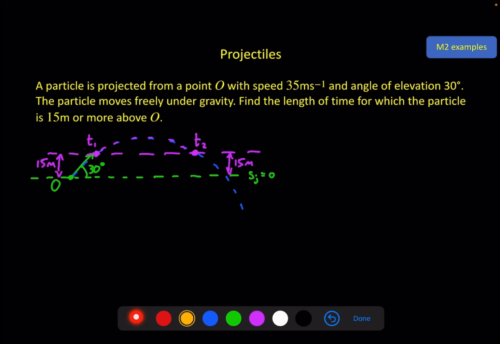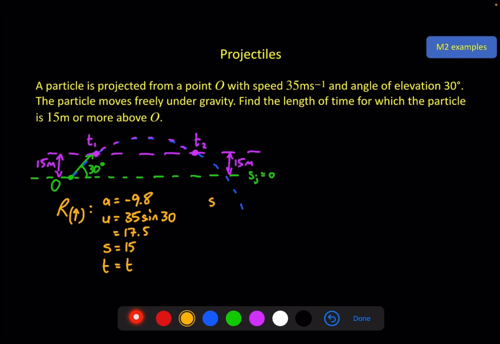So let's look at the vertical. I'm going to go upwards as positive. So a is minus 9.8. The initial speed is 35 sine of the angle, 30. And sine 30 is just a half, so that is 17.5 for u. The point we're interested in is 15 meters above O. So I'm going to put s is equal to 15. When does that happen? Time is what we're interested in.